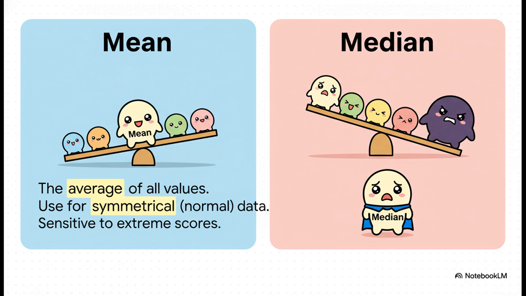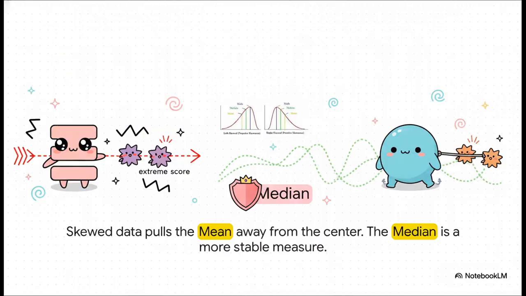Now here's the million-dollar question. When do you use which? Simple. For nice, clean, symmetrical data, the mean is great. But if your data has some crazy extreme values, we call them outliers, then the median is your best friend because it just ignores them. And this visual shows you exactly why that's so important.